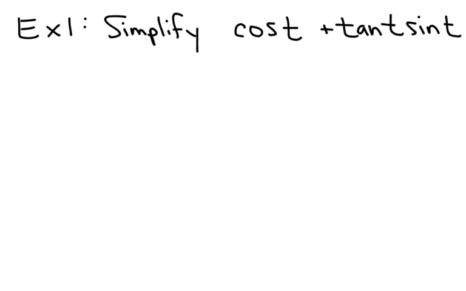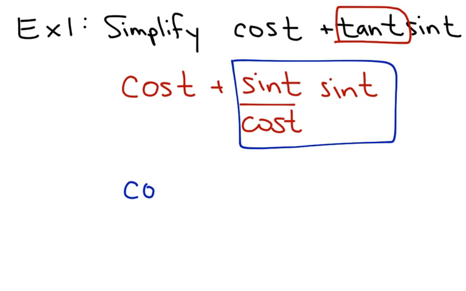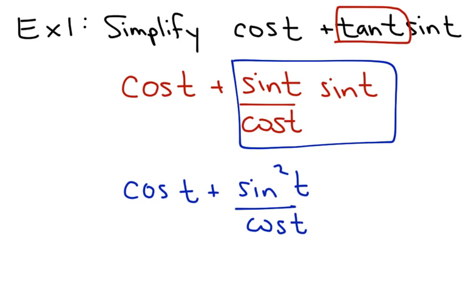A lot of times the best way to simplify a trigonometric expression is by writing everything in terms of sine and cosine. So if there's a trig function in there that isn't in terms of sine and cosine, we're going to change it. For example, tangent can be rewritten as sine over cosine. So that's what I'm going to do. I'm going to rewrite it as sine over cosine. And remember that tangent is being multiplied by the sine. The next thing that I'm going to do is multiply this together. So cosine t plus sine squared t over cosine t.